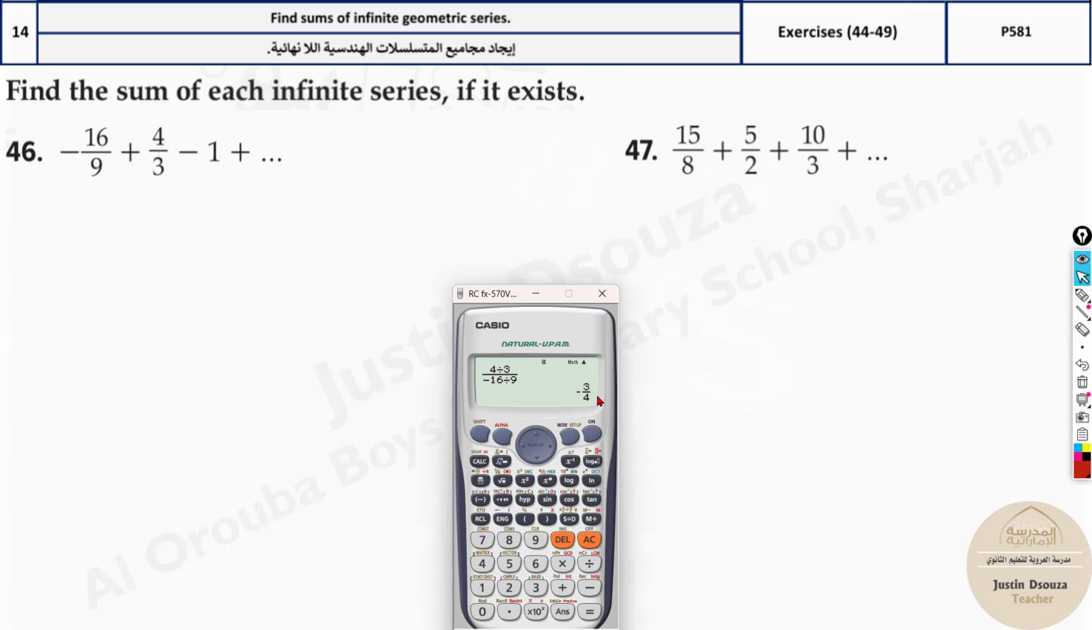Yes, 3/4 is less than 1, so you can find the sum. That is over here, minus 16 divided by 9, and over here 1 minus... I can use the answer because the r value is saved over there. The answer is negative 64 by 63.